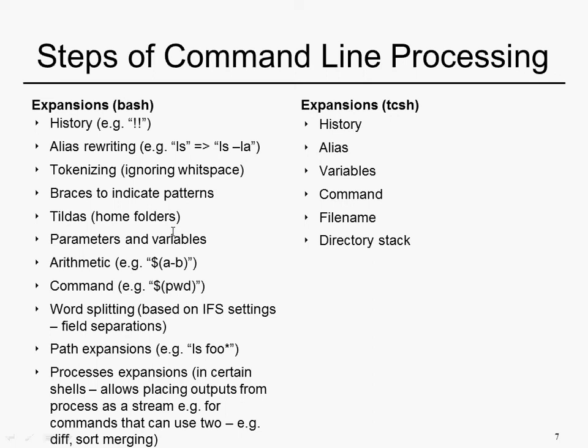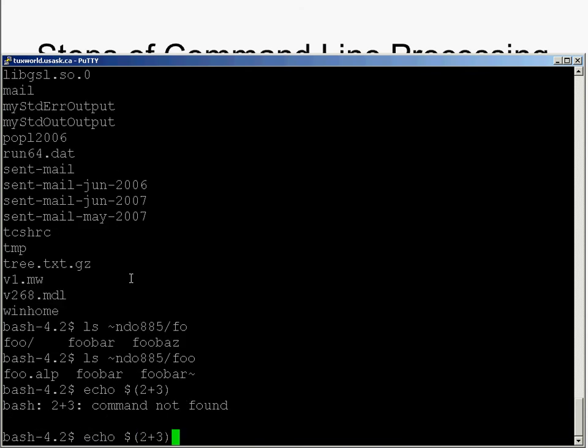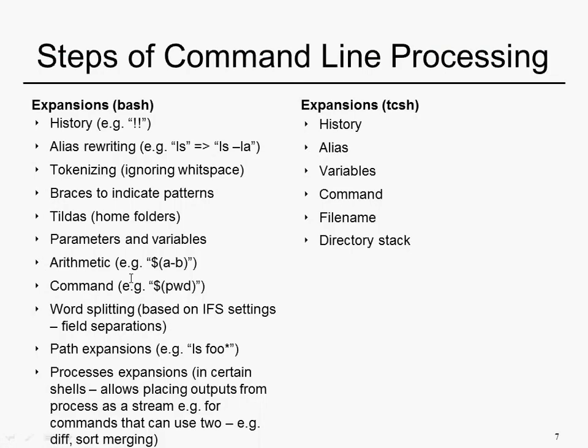It goes through several other things. Some things, for example, in the shell can expand arithmetic. For example, I could say echo 2 plus 3, and in this case, okay, why isn't that working? I would have expected that.